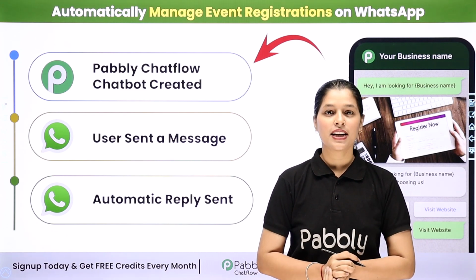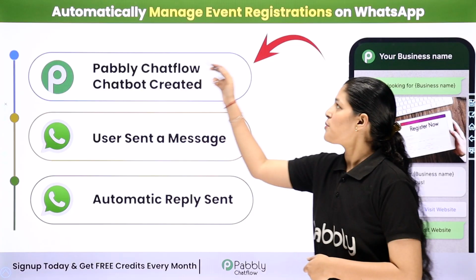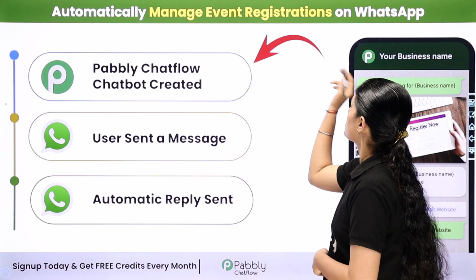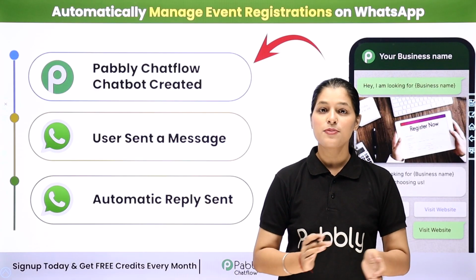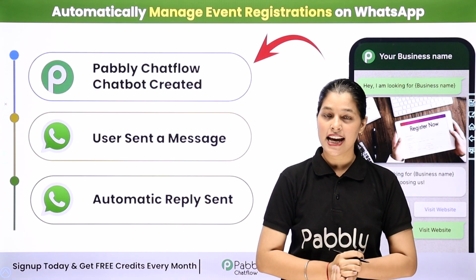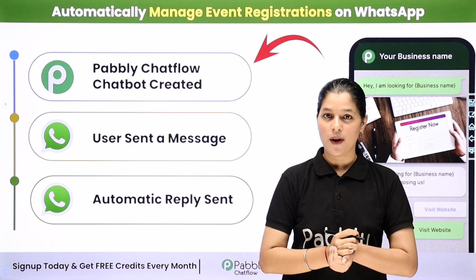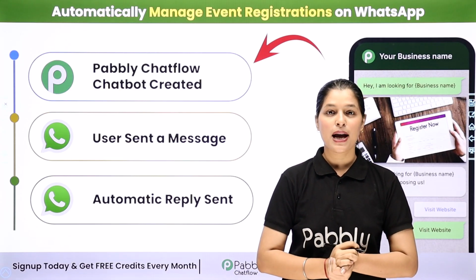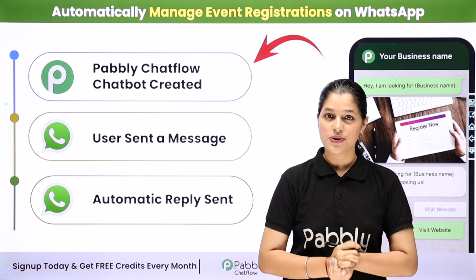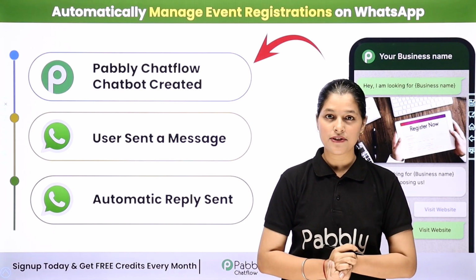So in this video we are going to learn how to automatically manage event registrations on WhatsApp. So I run an event management company and want my attendees to register for events and get confirmation on WhatsApp automatically. So for that we are going to build a WhatsApp chatbot using Pabbly Chatflow, and this chatbot is going to save my time by reducing manual workload.